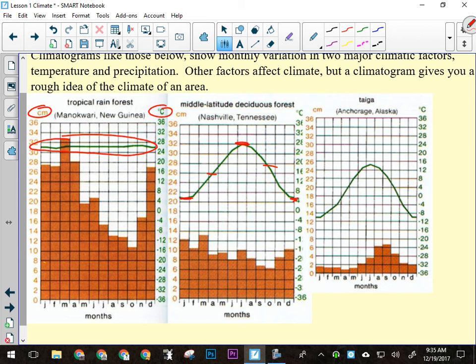Okay, a mid-latitude deciduous forest. So a deciduous forest would be one that loses its leaves every year, okay? So this one's actually located in Nashville, Tennessee. So we can see that there's definitely seasons, right? But we know that it's mid-latitude because winter is pretty mild. It's only 4 degrees. It doesn't really freeze there, okay? It's not a place that would get dumps of snow or things like that. So it's a pretty temperate climate, right? And in the summertime, it gets up to 28 degrees. Okay? But there's not a huge change between summer and winter.